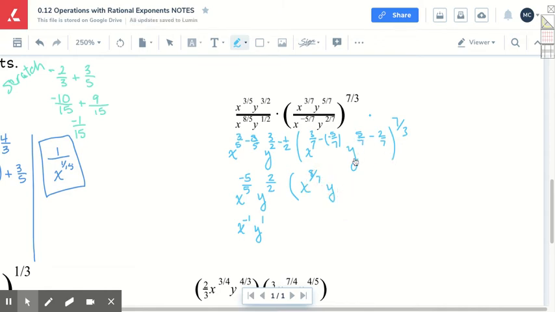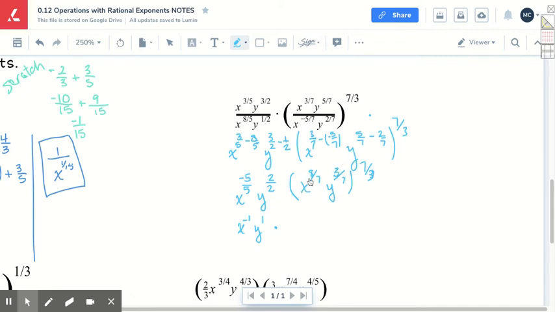And then on the y, I've got 5/7 minus 2/7. So that would be 3/7. And then I still have that 7/3 power on the outside. Okay, now my next step after this would be to apply this 7/3 power that was on the outside to each of the factors on the inside here.